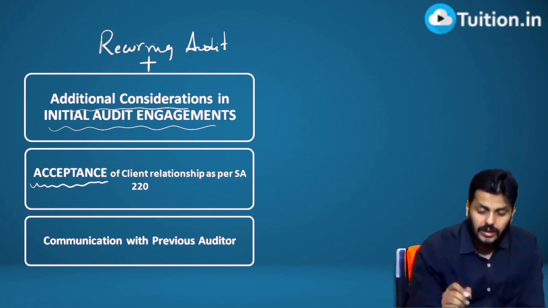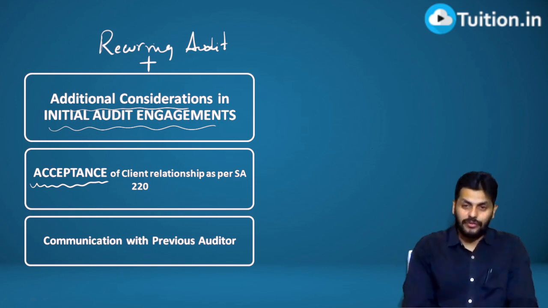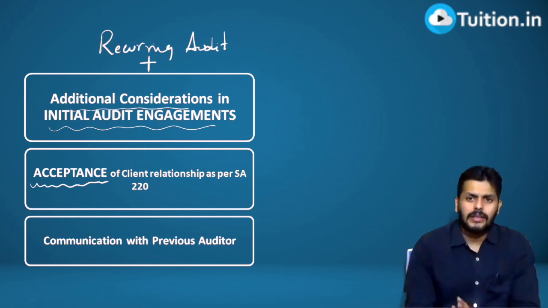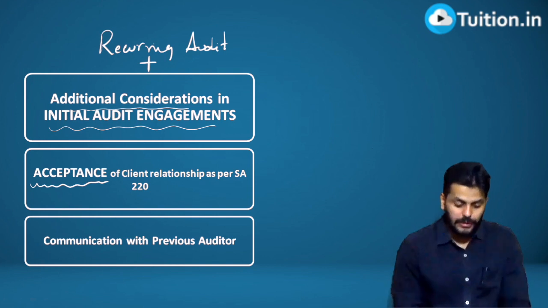Now, if this is the initial audit that you have taken up, then you will have to use the word acceptance of client relationship. But the same 4 points, would you check there? That is the same 4 points that you will check here. But this time we're talking about acceptance of client relationship.